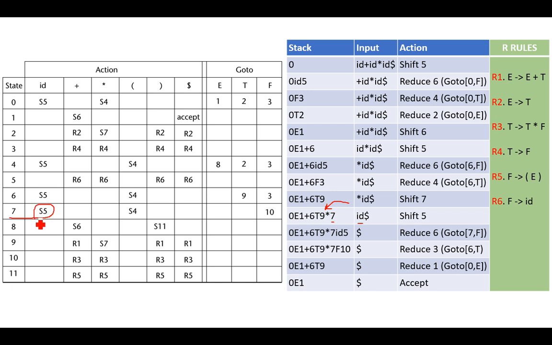After consuming the next input, what do we do? We consume the next input and then go to state 5. Going to state 5 means put 5 at the top of the stack. So we put 5 at the top of the stack. Perfect. So now we have a state at the top of the stack.